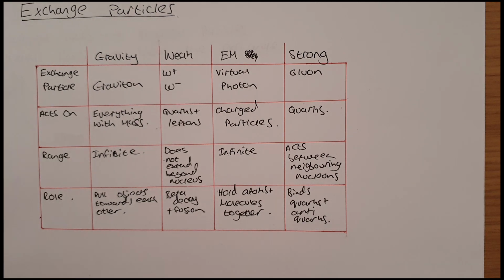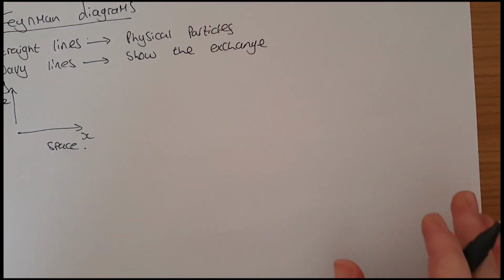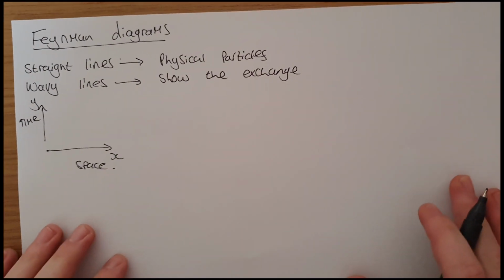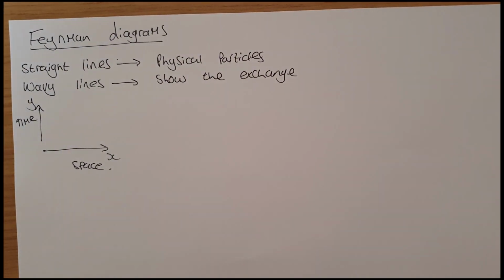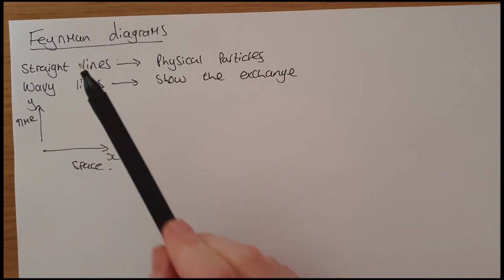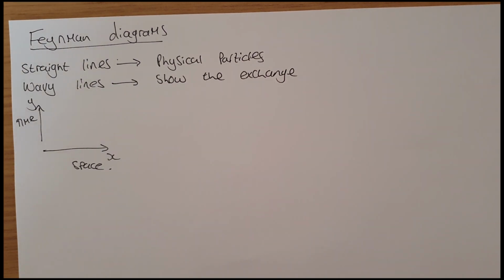So the final thing I want to review in this lesson is something called a Feynman diagram. So this is named after Richard Feynman, and it shows particle interactions in space and time. So there's a couple of rules really. If we have a straight line, that represents the physical particles. If we have a wavy line, that represents the exchange particle. It shows the exchange particle moving effectively. Now, we can put axes on these Feynman diagrams, although they're not always present, but the y-axis shows time. So as time moves forward, what is going on? The x-axis shows what is going on in space.